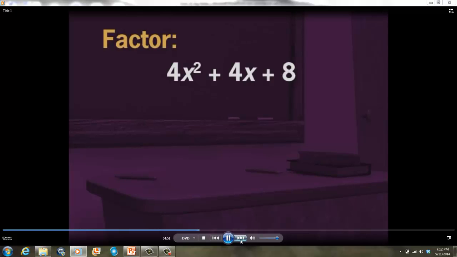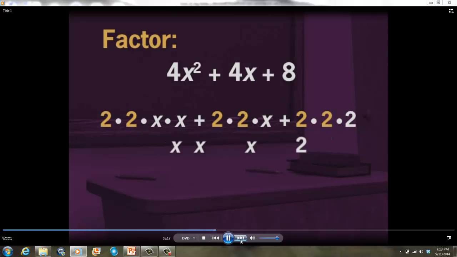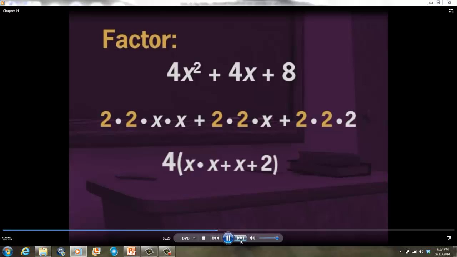First, we need to find the greatest common factor. 4x squared is 2 times 2 times x times x. 4x is 2 times 2 times x. 8 is 2 times 2 times 2. The greatest common factor is 2 times 2, or 4. Use the distributive property to get 4 times the quantity x squared plus x plus 2. Good work.